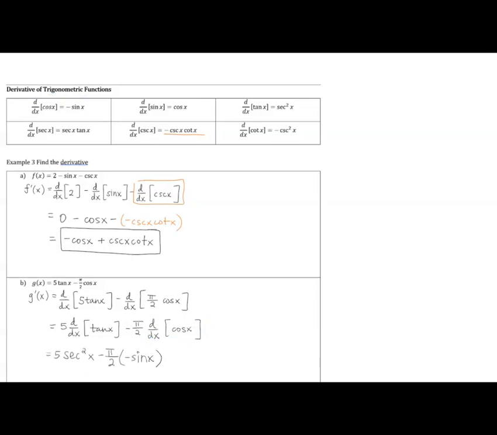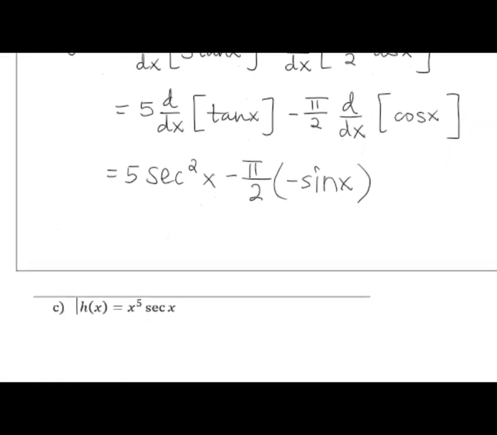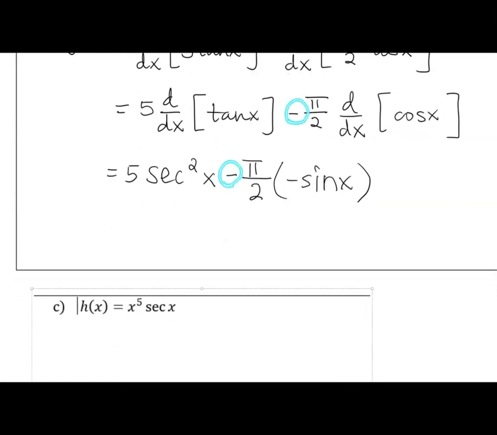Again, be careful with your signs here because there was already a minus in front of this pi over 2, and then this derivative gave us another minus in front of that sine. So those 2 minuses are going to come together and give us a positive pi over 2 sine x.